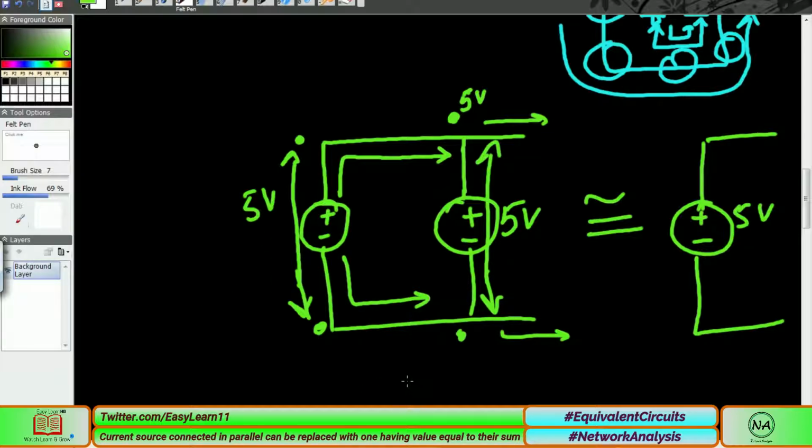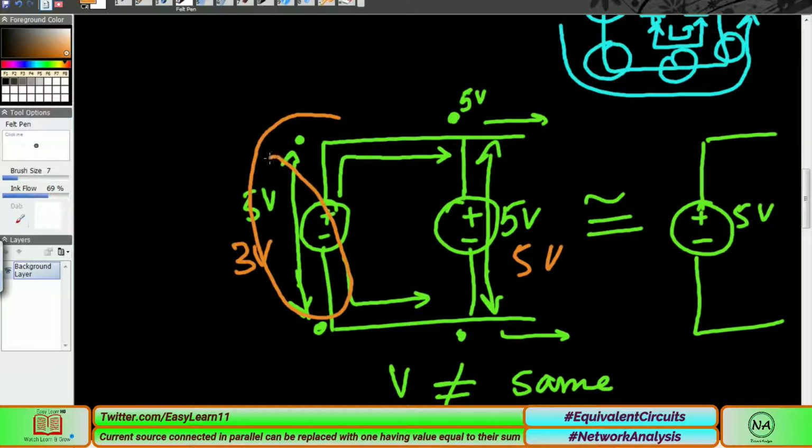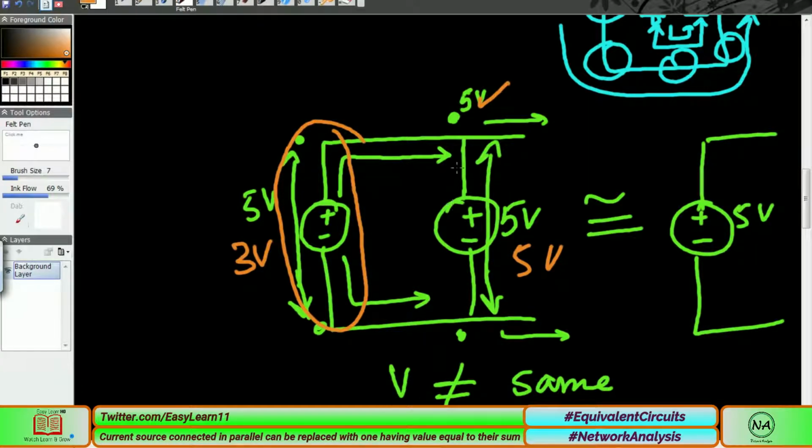But remember that you must not connect voltage sources in parallel unless they are at the same potential. For example, if one is 3 volts and the other is 5 volts, then what happens? The voltage of this side is a little bit lower than this one. So the voltage will try to balance these two branches, because in parallel the voltage remains the same. There must be the same voltage in both branches.